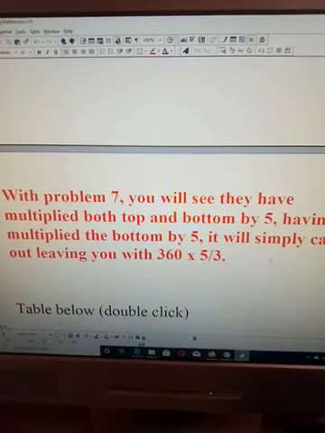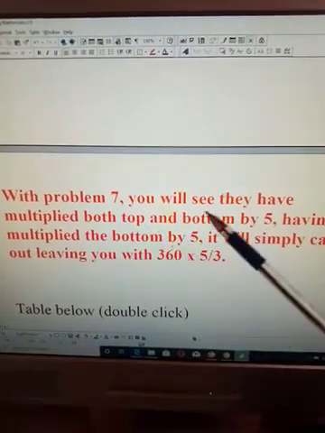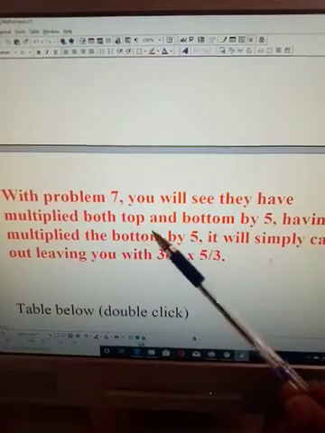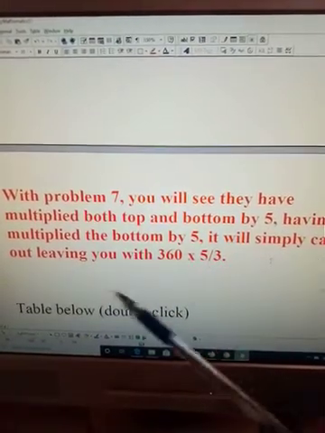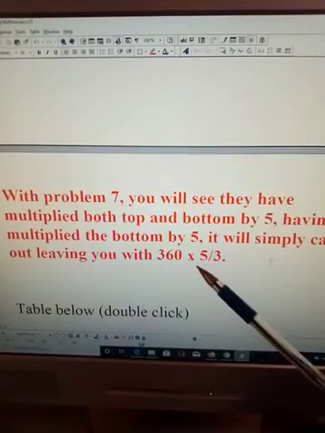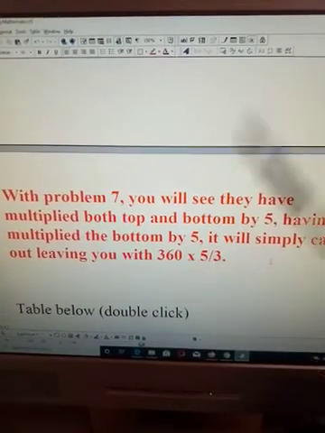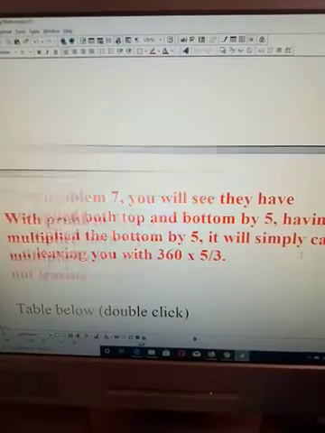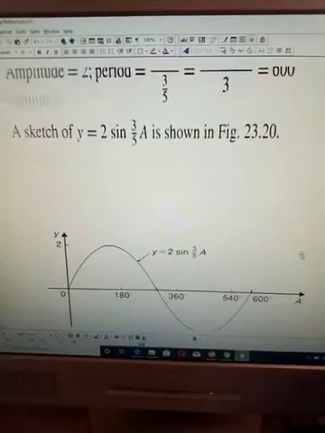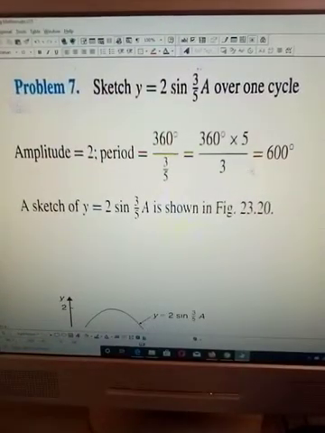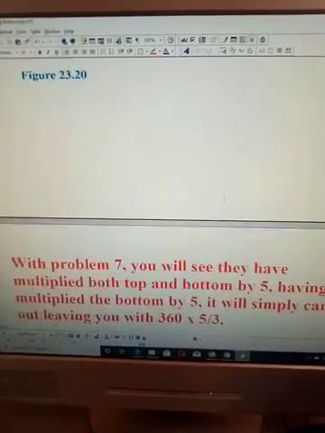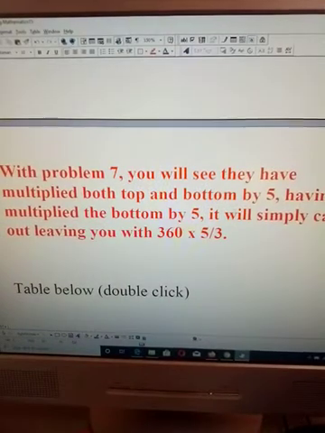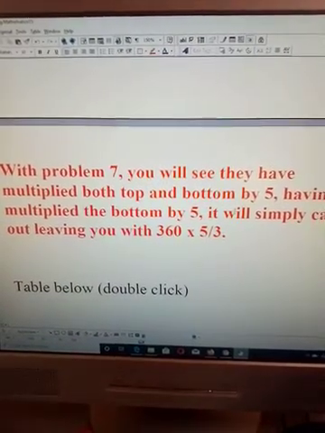Now, with problem 7, you will see they have multiplied both top and bottom by 5. Having multiplied the bottom by 5, it will simply cancel out, leaving you with 360 times 5 over 3. And that's what we have done at the top. So let's go back and have a look at what we've done. And this is where we've done it here. That's what we've done here, but I've simply expanded it further to show you how it was achieved.